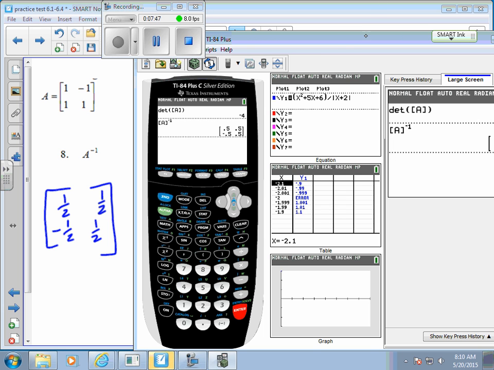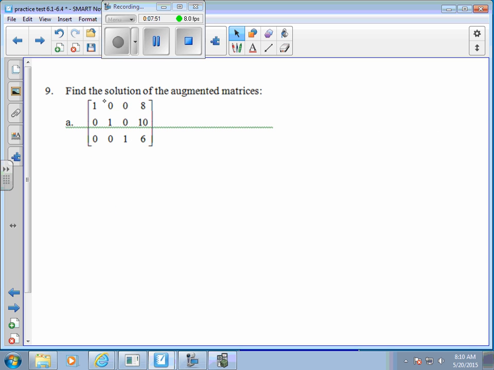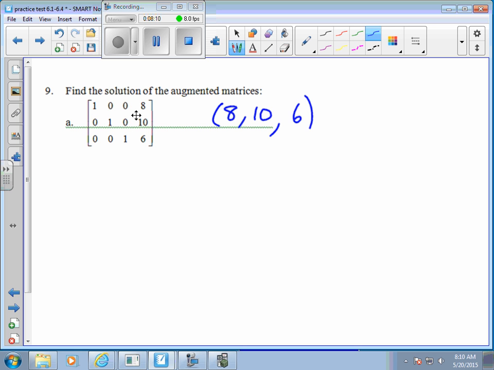And we're going to close it down. And find the solution to the augmented matrix. If they give it to you like this, you see it's in reduced row echelon form. We know that the solution would be our x value is 8, our y value is 10, and our z value is 6. So all I'm asking here is, can you interpret this matrix to find an answer?